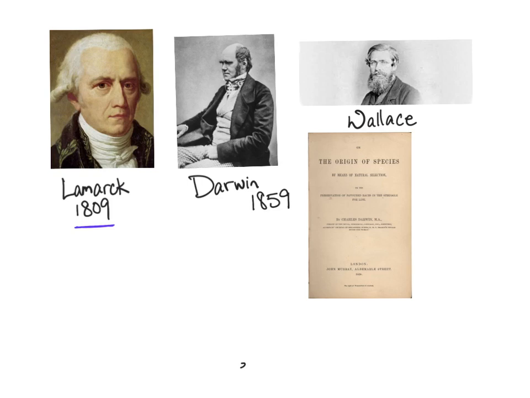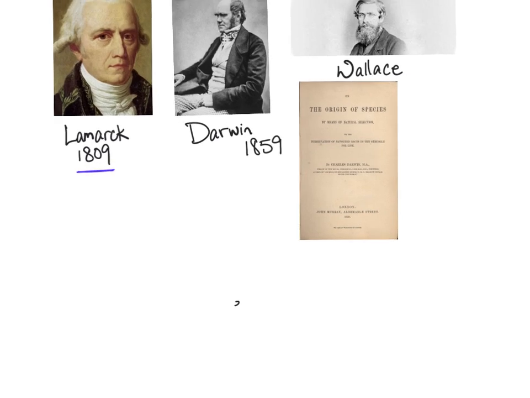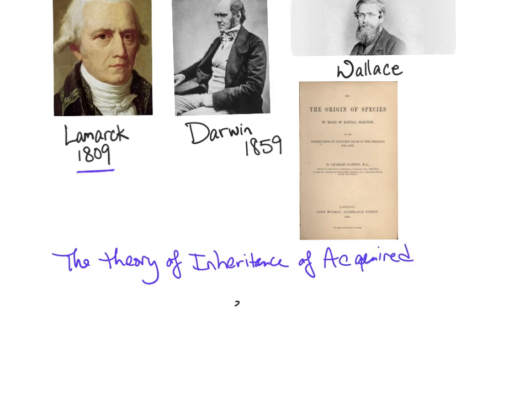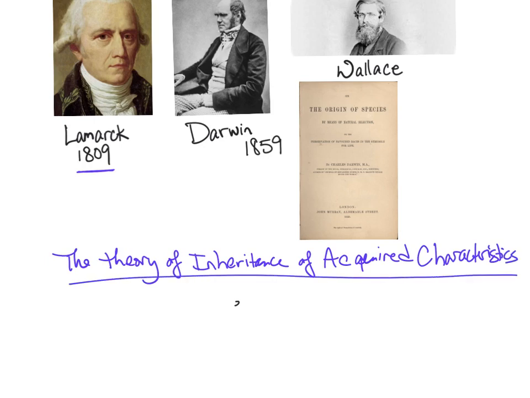And in 1809, he published a long-held idea by many naturalists at the time. We would call them biologists now. But he had published the theory of inheritance of acquired characteristics. Okay. Inheritance of acquired characteristics.